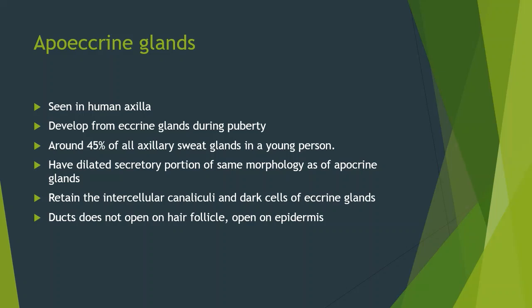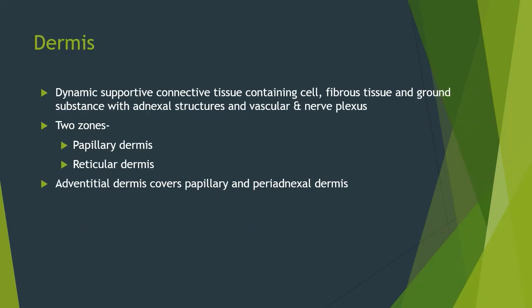Now, after the epidermis, we come to the dermis. The dermis is actually a dynamic supportive connective tissue which contains some cells with fibrous tissue and ground substance, and adnexal structures and vascular and nerve plexus. Categorically, the dermis is divided into two parts. One is the papillary dermis, which is the superficial one and is present in between the rete ridges of the epidermis, and the reticular dermis, which is much thicker than the papillary dermis and present just above the hypodermis.